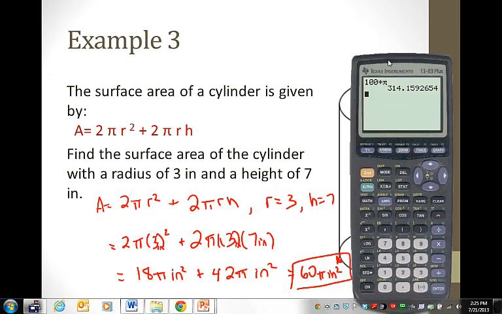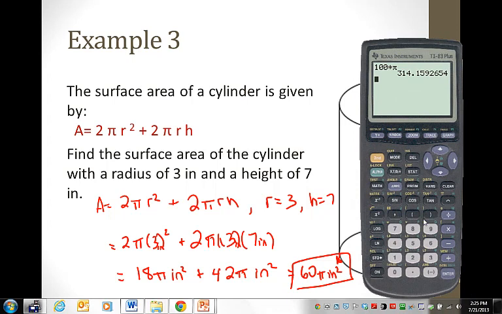And if I wanted to get an approximation for that, let's show you one more. We just press 60 pi. And remember, it's the inches that are squared. We don't square the pi or square the 60. It's just the units here that are squared. And we get about 188.5.